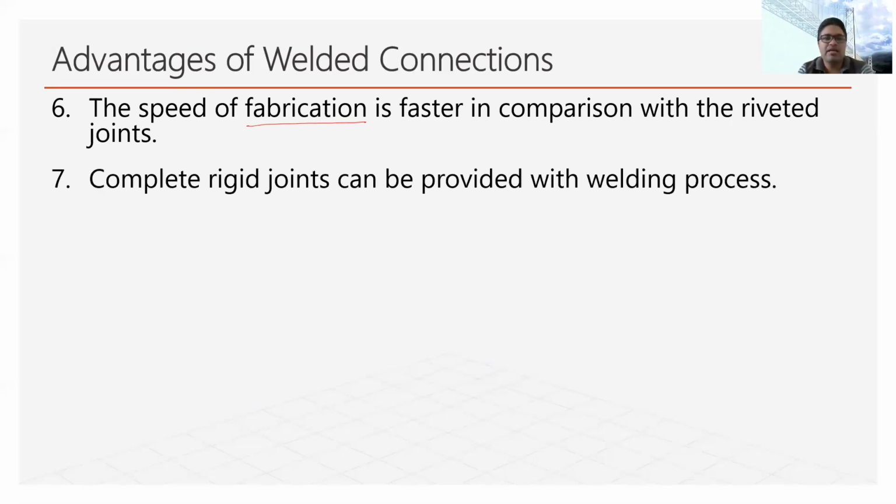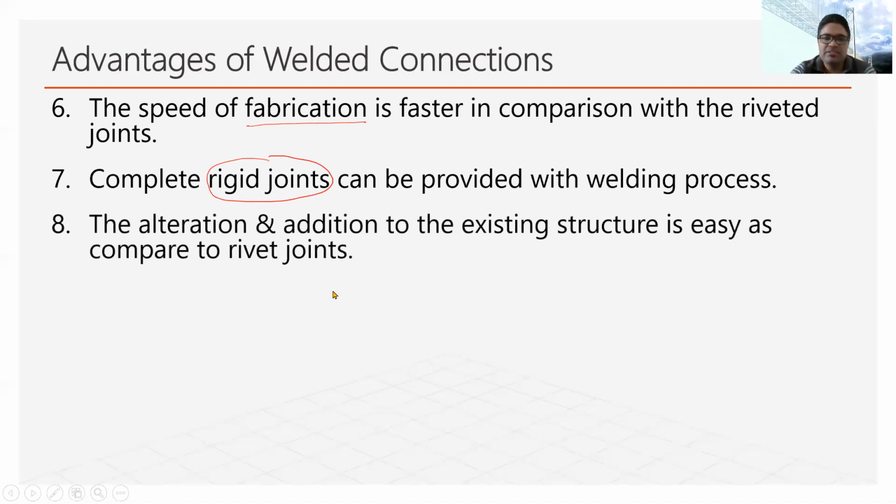Similarly, with the help of welded connections, it is possible to make rigid joints. So rigid joints can be provided with the help of the welding process. The alteration and addition to the existing structures is easy as compared to rivet joints. Rivet joints are very difficult. In rivet jointed connections, if any rivet is defective, it is very difficult to remove it and again rejoin another member. So alteration and addition is very easy in welded connections as compared to riveted joints.